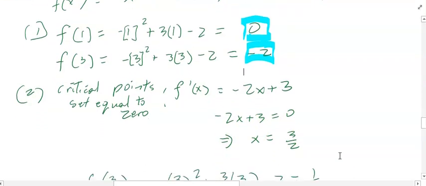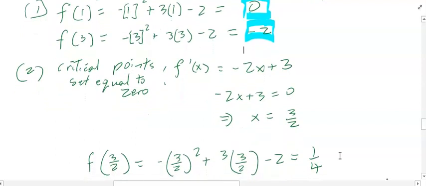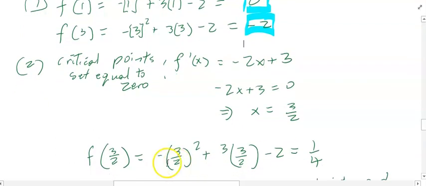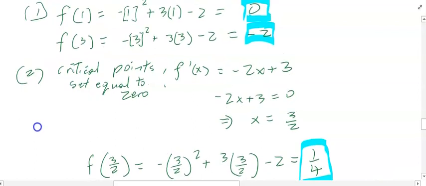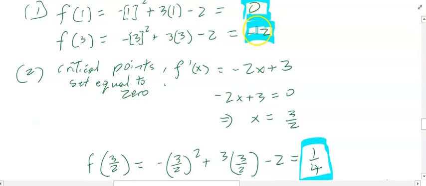Next step, we want to find f of the critical point. So f of 3 over 2 is going to be -(3 over 2) squared plus 3 times 3 over 2 minus 2, and that should give you 1/4. Now, step 3, we want to compare these 3 values that I've circled here in blue. These 3 values are 0, -2, and 1/4.